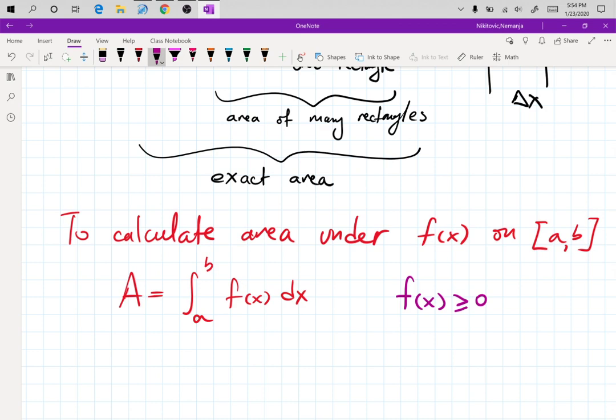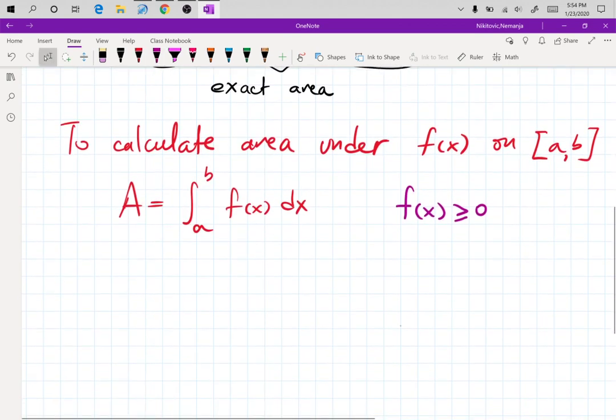That function has to be above the x-axis. What happens is if the function dips below the x-axis, it creates negative area, and then the net area messes up the actual calculation. The best example to learn that with is sine x. We'll get there.